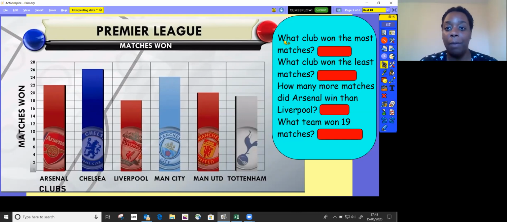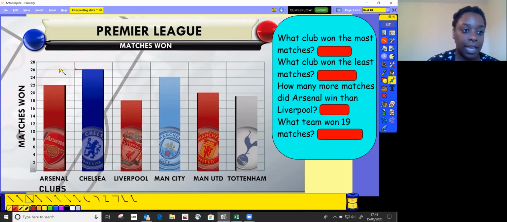Okay, so back to question one. What club won the most matches? So we can see that we're looking for the tallest bar here, as that will indicate the highest number, and that is Chelsea. And if we have a look at our vertical axis, we can see that Chelsea won 26 matches. Okay, question two. What club won the least matches? So here we're looking for the shortest bar, and we can see really clearly that the shortest bar is Liverpool. And so if we go across from Liverpool, we can see that they won 18 matches.